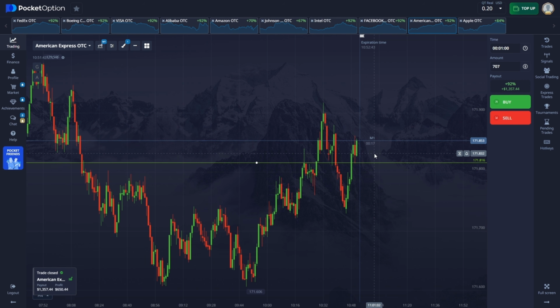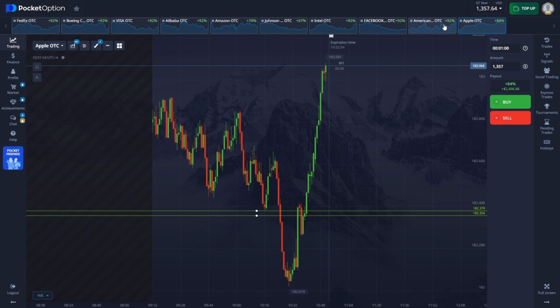With just a few seconds left, I won. I won my next trade. Now my balance has increased to $1,357. Let's find a trade for $1,357.